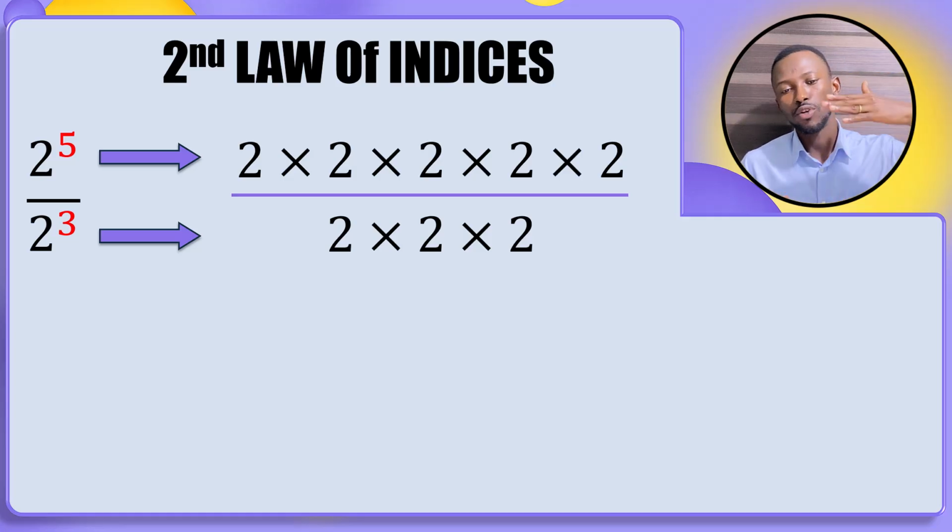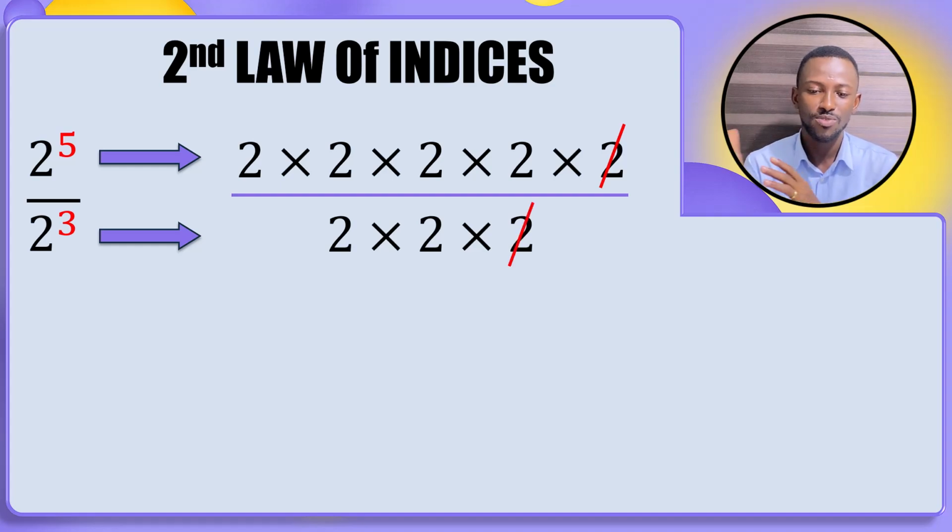So now we have 2 multiplied by itself 5 times and 2 multiplied by itself 3 times. They are dividing, so what happens? Since the factors are the same, the first 2 at the top cancels the first 2 at the bottom. The second one also cancels the second one, and the third one from the top will cancel the third one from the bottom. So they've actually taken care of each other.